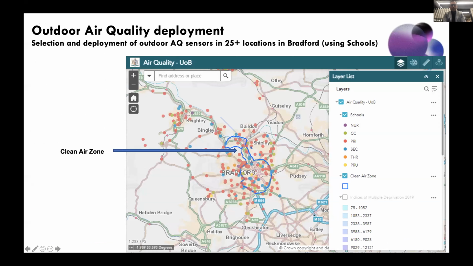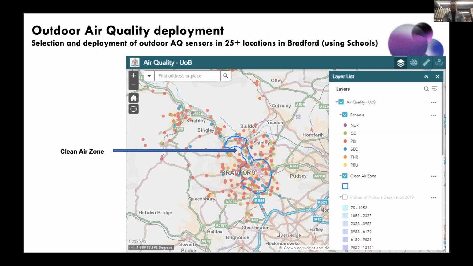So in addition to the devices, what we have done is we have worked with Bradford City Council in terms of identifying locations for deployment of these devices. And there has been a lot of strategic thinking behind the selection of locations. That includes, obviously, that Bradford is building a clean air zone. It's coming next year in 2022.